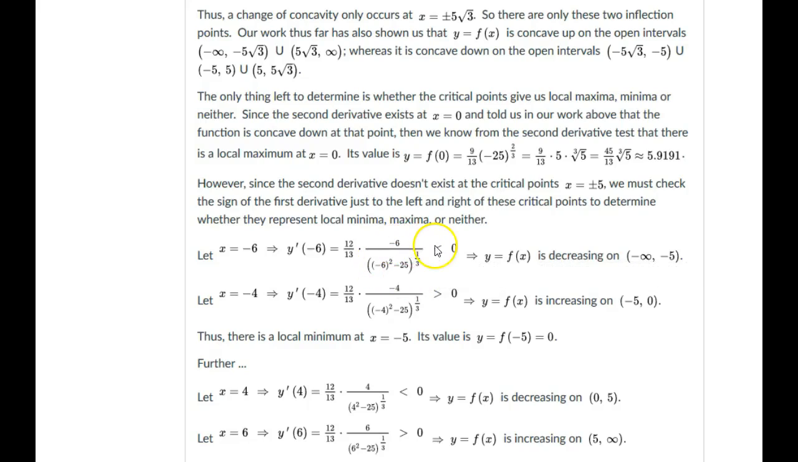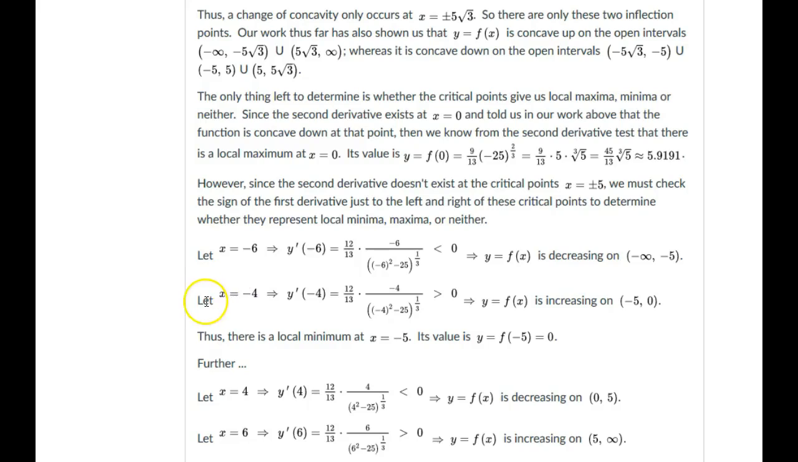So that's negative 6, which is negative. This guy is 36 minus 25, which is positive. Positive number, cube root of a positive number is positive. So that's negative over positive, which is negative. So that means the function is decreasing on minus infinity to minus 5.